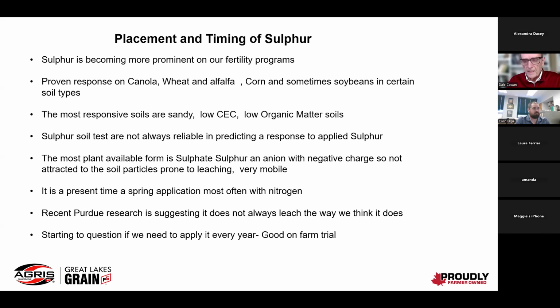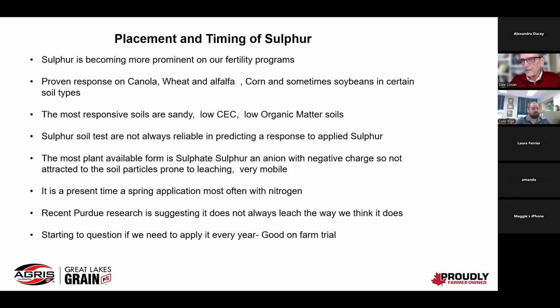Sulfur, I'm not going to spend a lot of time on sulfur. It's something that we've been working on as an industry. We know that canola, wheat, and alfalfa are pretty consistent in their response to sulfur. Corn sometimes, soybeans on occasion, but it is the sandy, low cation exchange capacity, low organic matter soils where we're consistently seeing the sulfur response, even on soybeans.